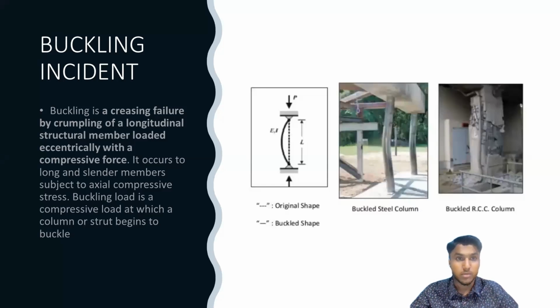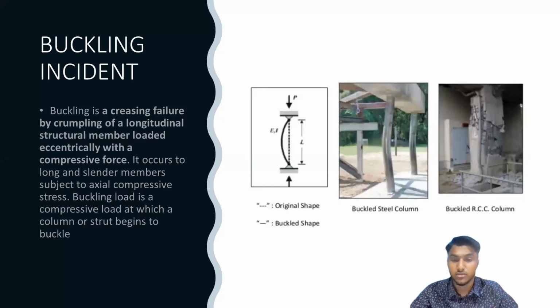So today I'll explain about buckling incidents. Buckling is a failure by crumpling of a longitudinal structural member loaded centrally with a compressive force. It occurs in long and slender members subject to axial compressive stress. Buckling load is the compressive load at which a column or strut begins to buckle.